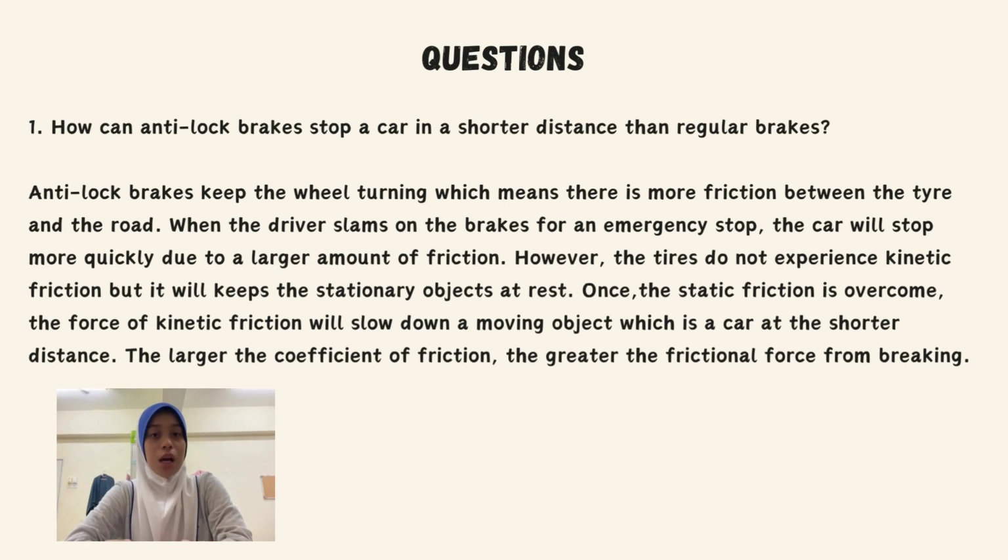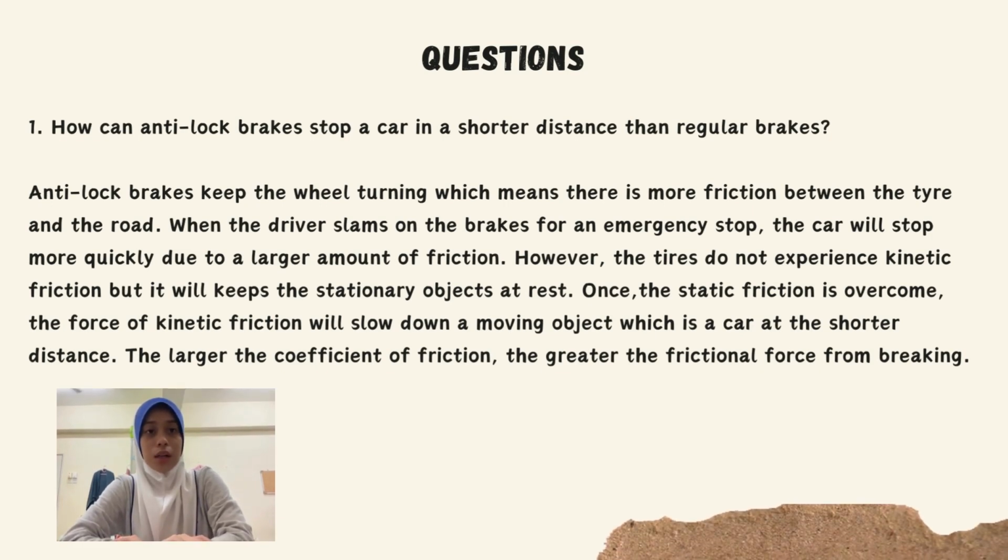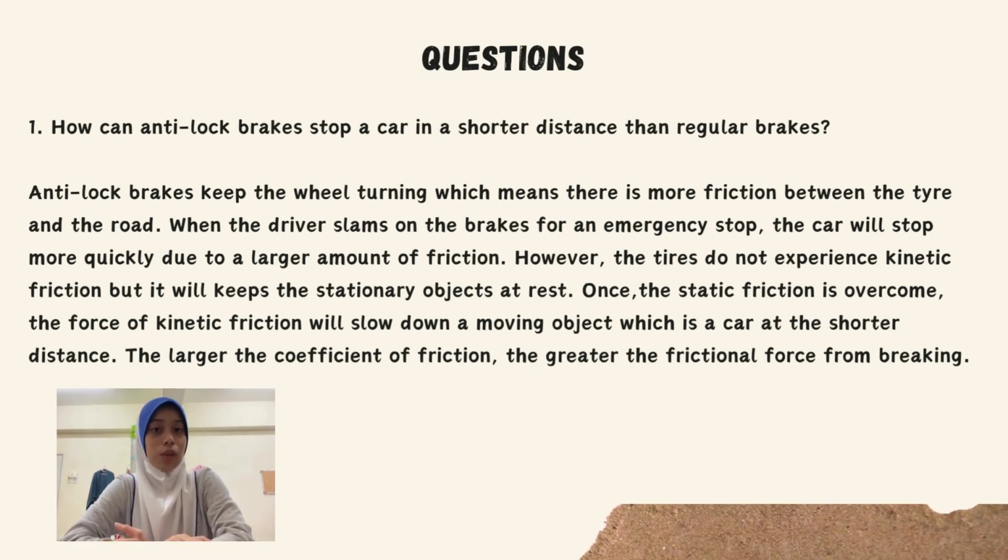Question 1. How can anti-lock brakes stop a car in a shorter distance than regular brakes? The answer is, anti-lock brakes keep the wheel turning, which means there is more friction between the tire and the road. When the driver slams on the brakes for an emergency stop, the car will stop more quickly due to a large amount of friction.